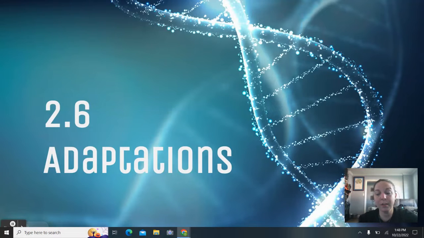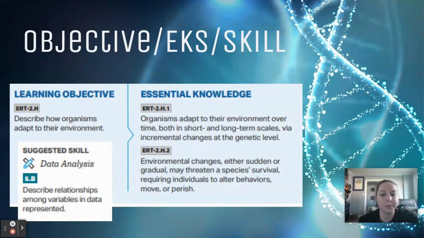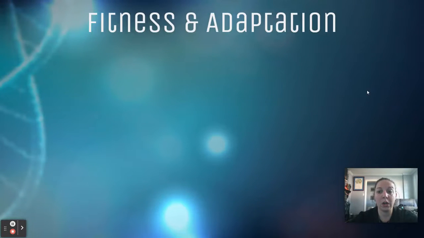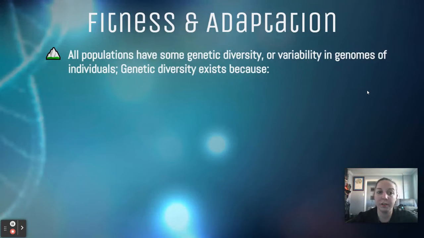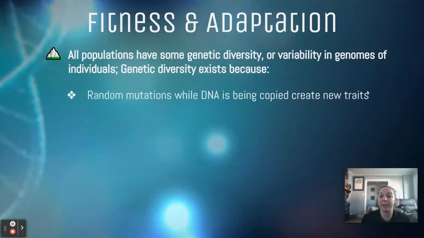2.6. So here we're covering adaptations. We're going to describe how organisms adapt to their environment. And once again, we're also going to describe relationships in data. So understanding fitness and adaptation, we've already talked about that all populations are going to have some genetic diversity in their genomes. Some populations just have more and some have less, okay? And we're going to talk about a few reasons that genetic diversity exists. The first one is random mutations that happen when DNA gets copied.